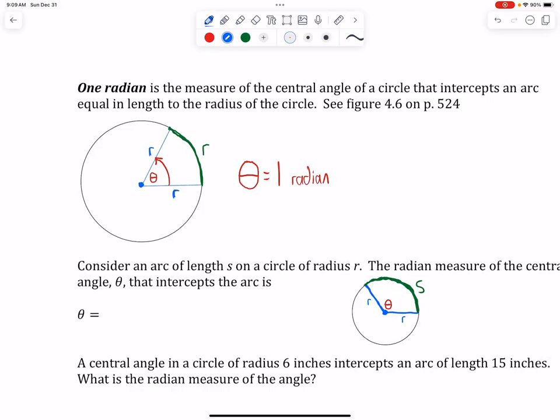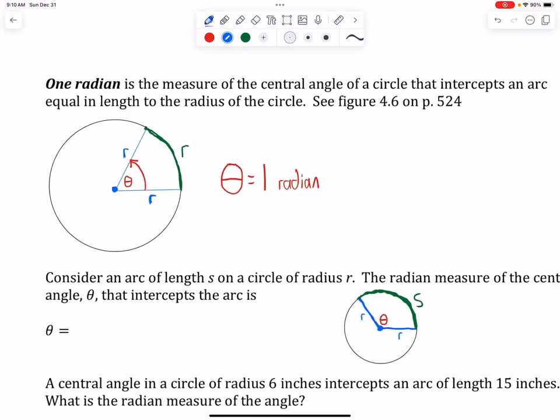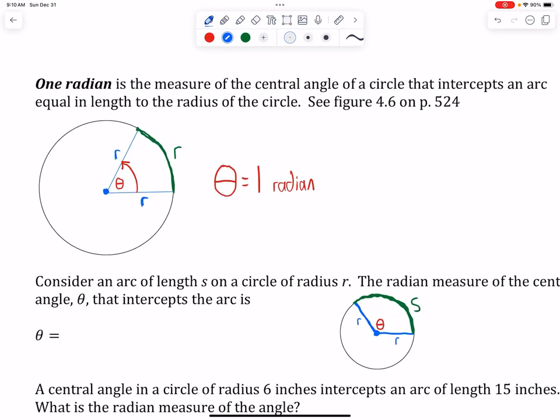Now let's start talking about measuring. We talked about the fact that 360 degrees would involve rotating all the way around a vertex, and 1 degree is 1/360th of a rotation. Other than degrees, in this course we are often going to measure in what we call radians. Now, a radian, as it says here, is the measure of an angle of a circle that intercepts an arc equal in length to the radius of the circle.